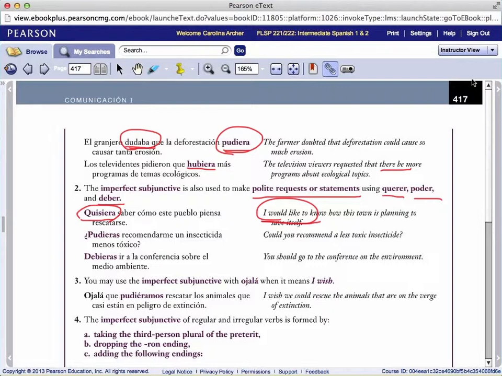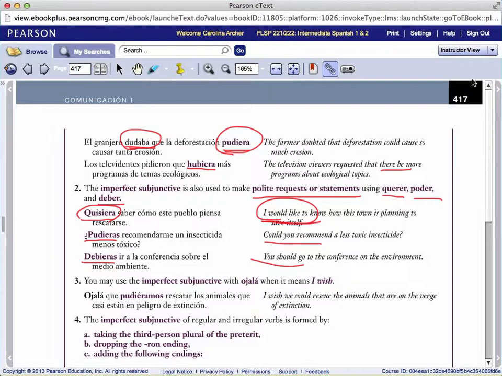O pudieras recomendarme un insecticida menos tóxico. Debieras ir a la conferencia sobre el medio ambiente. You should go, okay? Or could you recommend? So that's another possible use for the subjunctive in the imperfect.